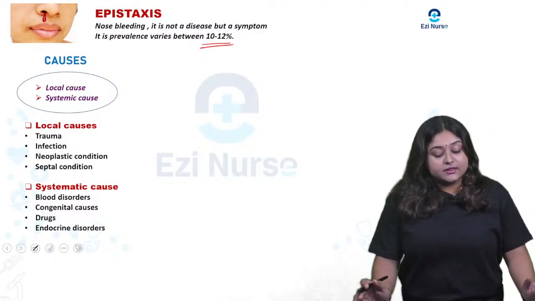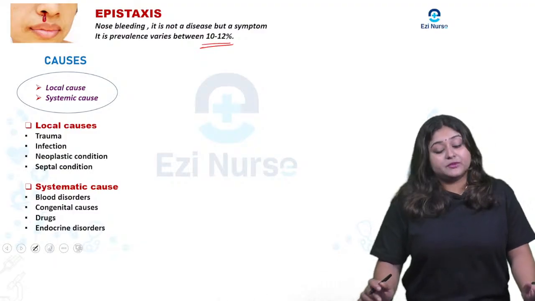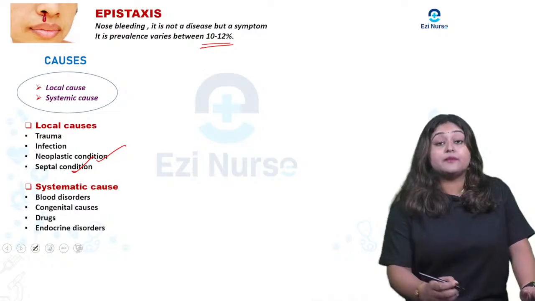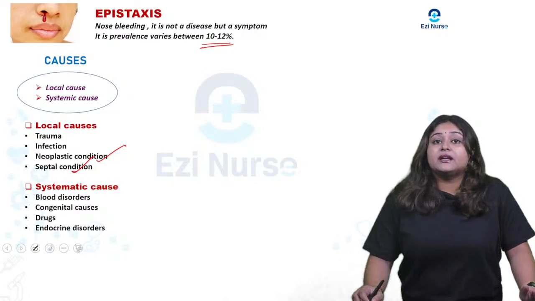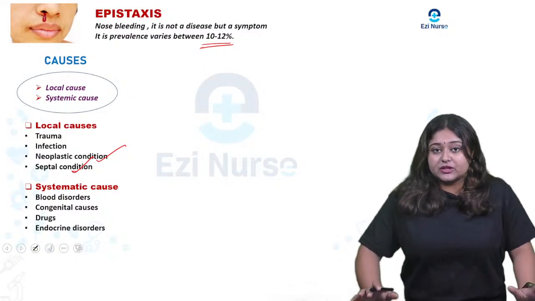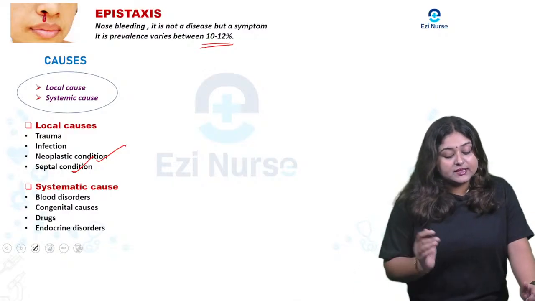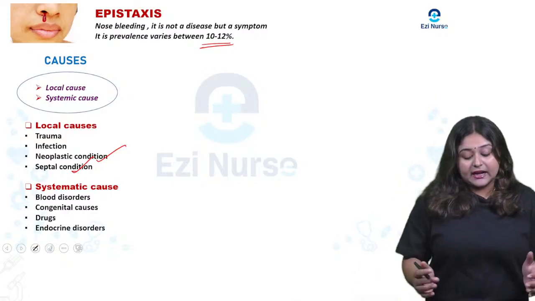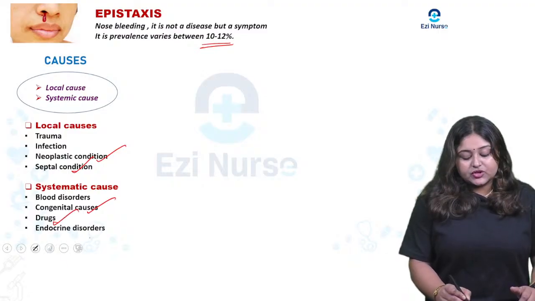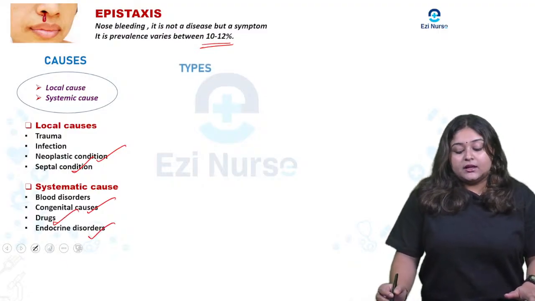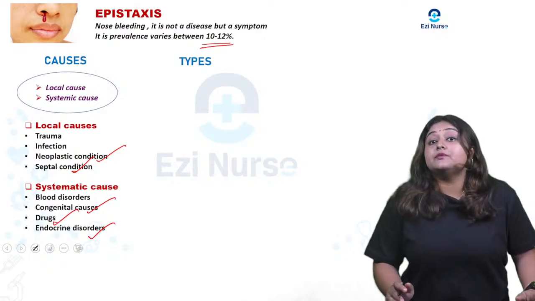Local causes include trauma, sometimes infection, sometimes neoplastic conditions, and sometimes septal conditions, like nasal septal deviations, etc. Now come to the systemic causes, like blood disorders, congenital causes, drugs, and endocrine disorders. Now come to the types of epistaxis.